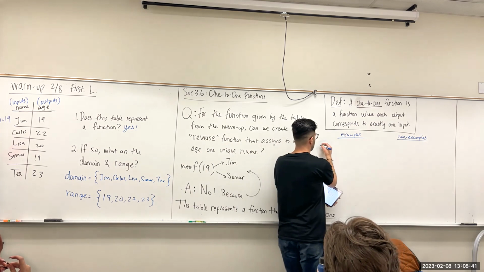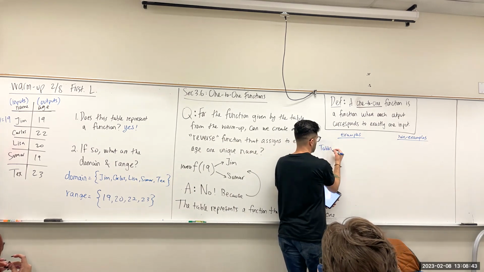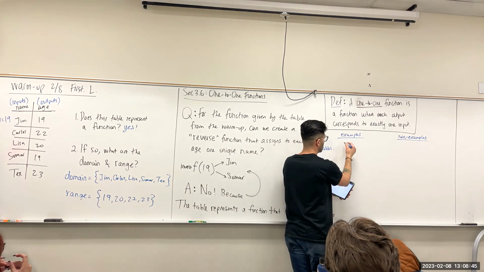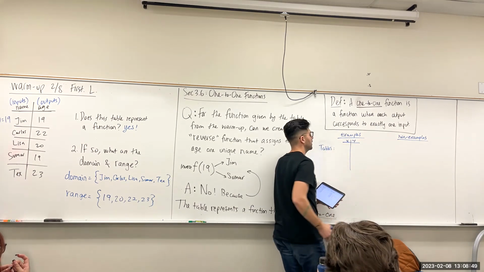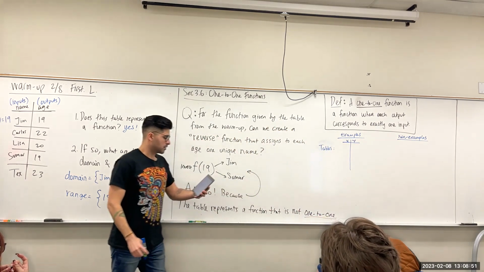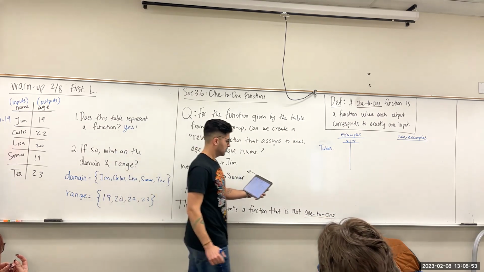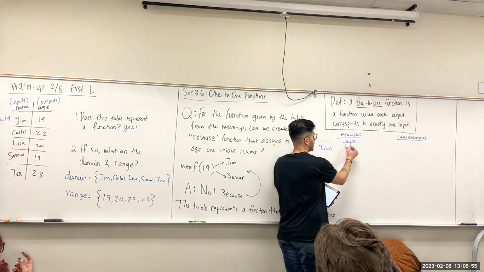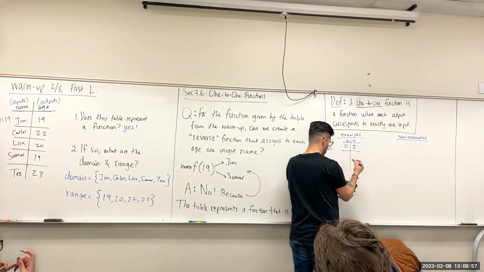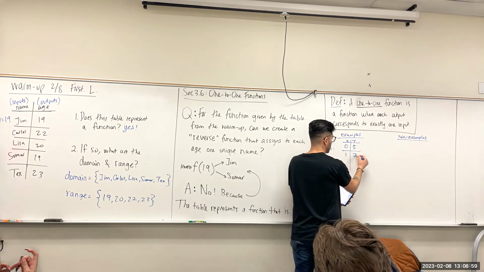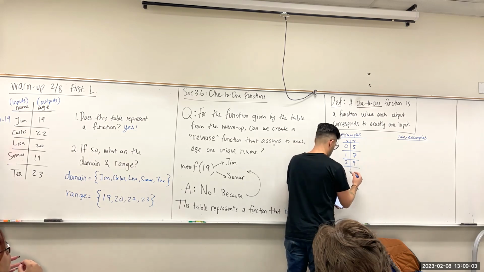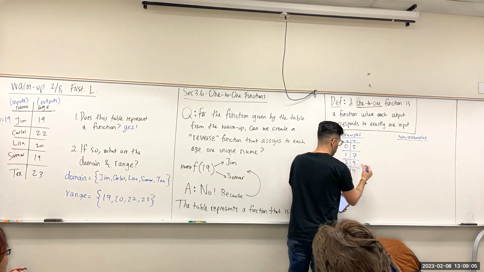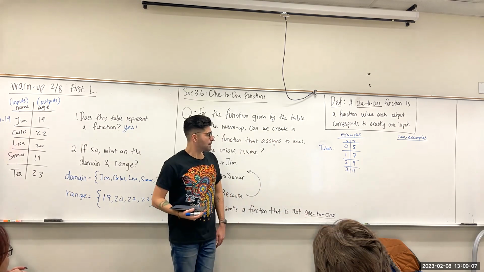Let's do tables. Now let's just keep it with numbers, x, y. So 0 corresponds to 5, 1 corresponds to 7, 2 to 9, 3 to 11.